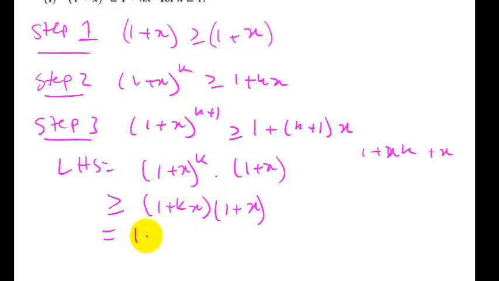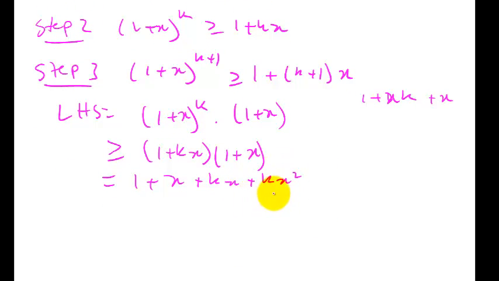Expand this: 1 plus x plus kx plus kx squared. Look, it's exactly the same, except I've got an extra plus kx squared. However, you can't just say because you've got an extra thing that straight away it's going to be bigger. The only reason why it's bigger than this is because no matter what I sub in for x, when it's squared, it's always going to be positive.